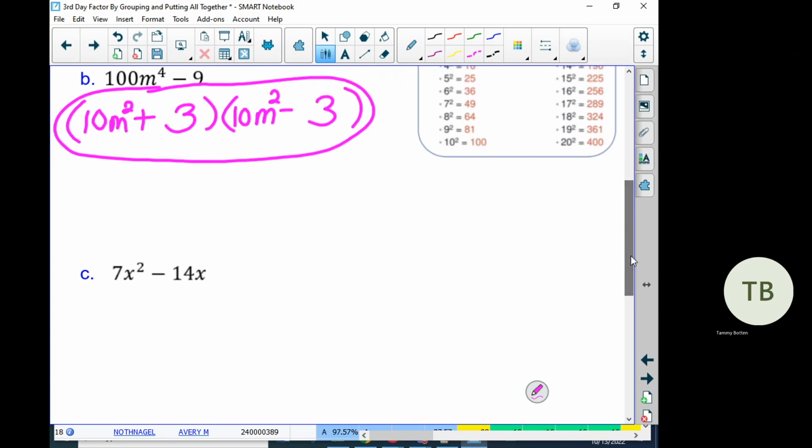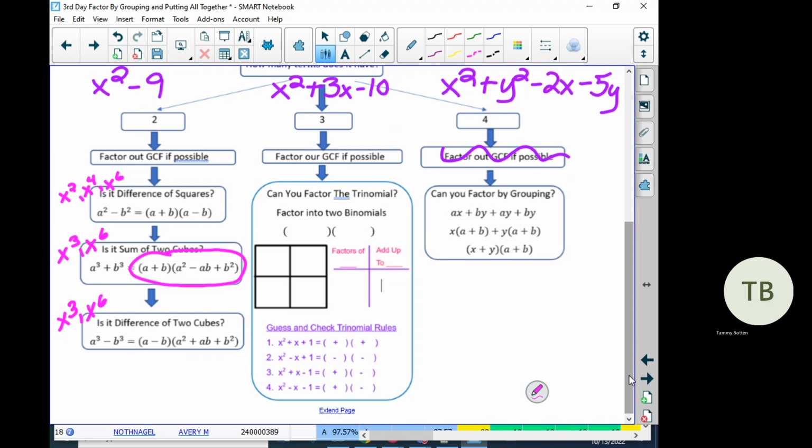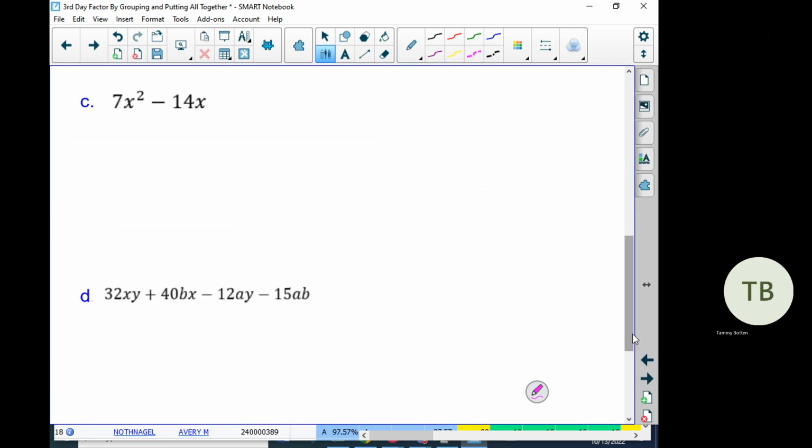Now we have 2 terms again, and if I look back, for 2 terms, I check if there's a greatest common factor first. Is there something that goes into both of these? What does? 7, right? And could I take an x out front? Yeah. And then I can look at 7x times what gives me 7x squared. That would be x. Minus 7x times what gives me 14x? And that is 2.